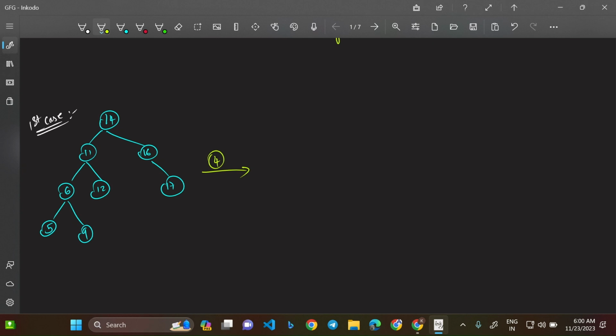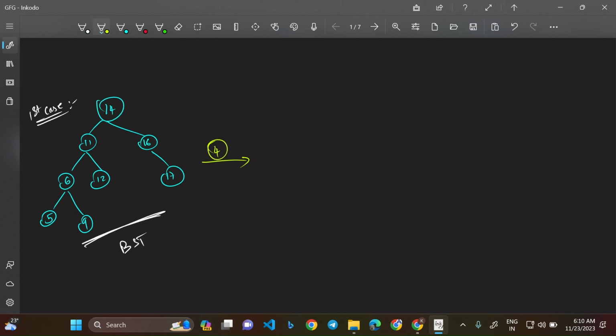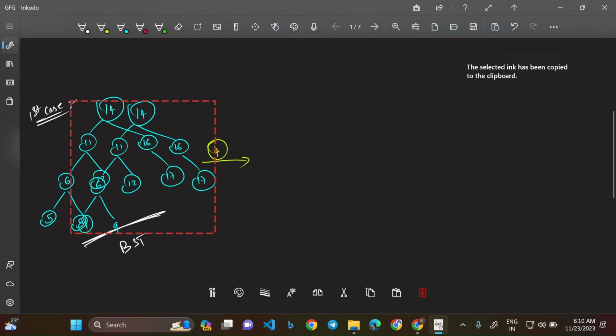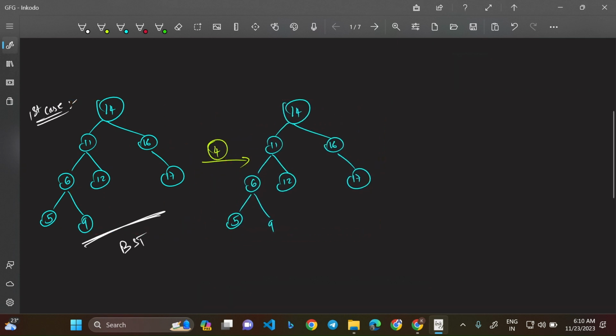Let us assume this is the initial binary search tree, BST, that has been given, and now you need to add the element 4. So I'll just copy this particular tree. Putting this tree here, we have 9, and now we add 4. Where are you going to add 4? Follow the first rule. So you'll go to the left of 14. 4 is still less than 11, so go to the left. 4 is still less than 6, go to the left.